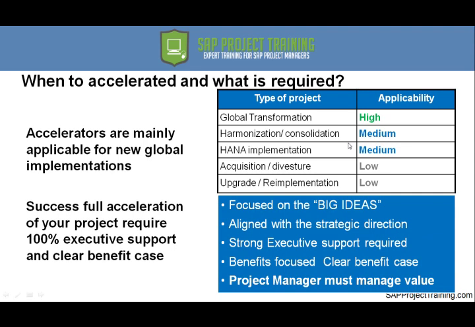Now, to successfully accelerate your project, you require 100% executive support and you need a clear benefit case. Without this, you will not be successful in accelerating your project. If you have this, you have all the opportunities in the world to accelerate your project. Now, to do this, you need to focus on the big ideas. You do not accelerate your project by looking at details of chart of accounts or cost center structure. You look at the big ideas, and based on that and the strategic direction of your company, you decide how and when to accelerate. And to be able to do this, you need the executives behind you.